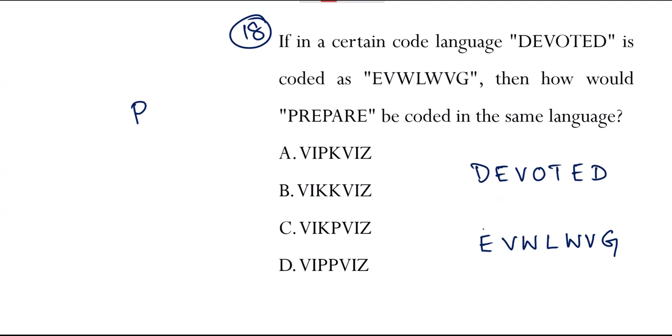And you observe D here E, but here D value is G. Same letter, not same code. Not the same code, so we have to be careful while doing. So prepare. Devoted is 7 letter, prepare also 7 letter. And at least you take care of the options.